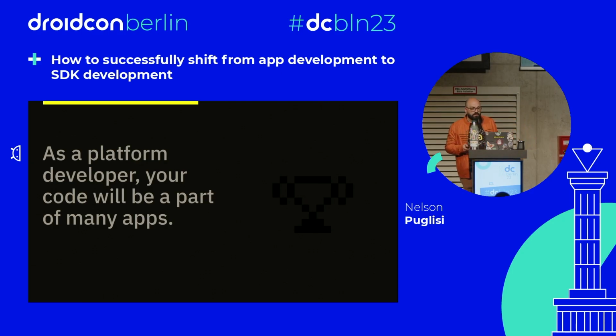So if you think about very popular SDKs or libraries like OkHttp or Picasso from Square, probably they have more active users than all your apps together. Of course, their code is part of the code of your app.